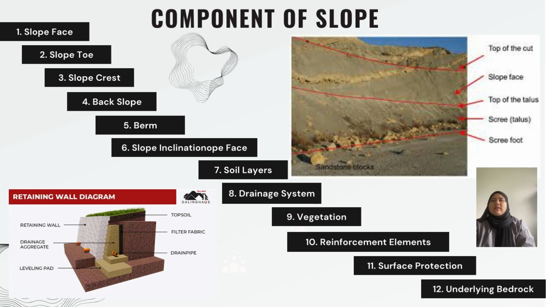Components of slope. Number 1, slope face. Number 2, slope toe. Number 3, slope crest, back slope, berm, slope inclination, soil layer, drainage system, vegetation, reinforcement element, surface protection, and underlying bedrock. But not all of them are used for repairing slopes. It depends on what method you use and the site condition.